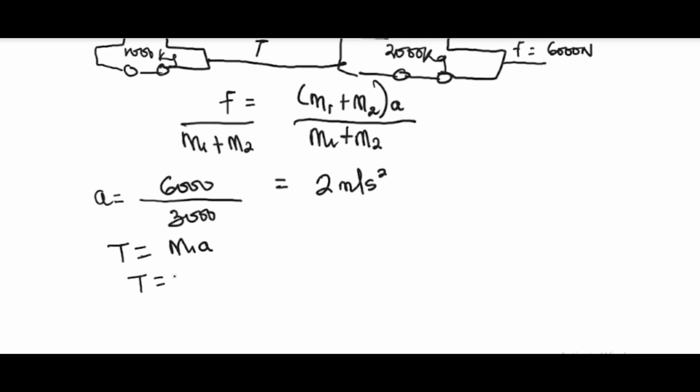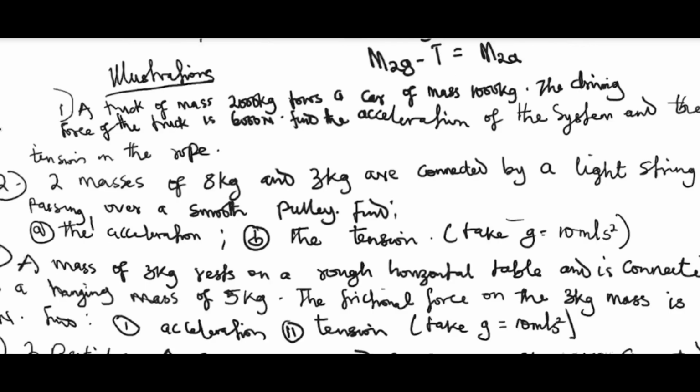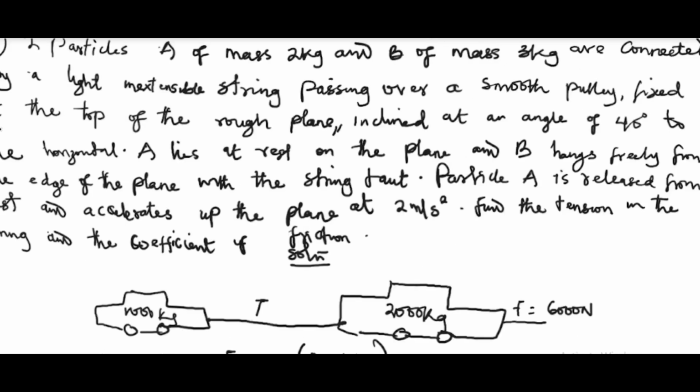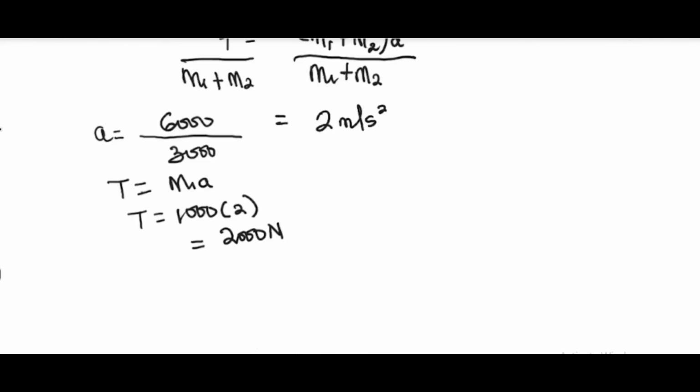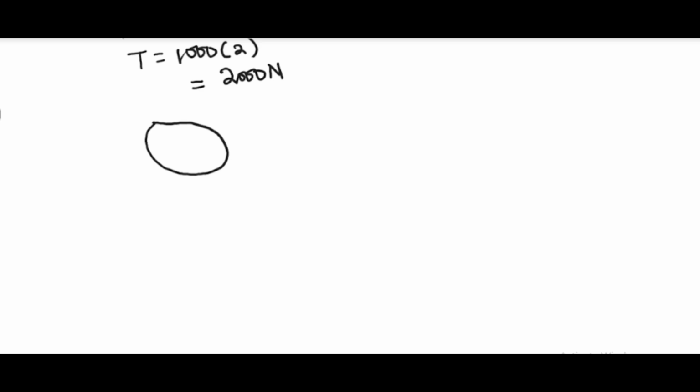Question number 2. I think for us to solve, let's look at the question together again. Now the question says two masses of 8 kg and 3 kg are connected by a light string passing over a smooth pulley. So we have to find the acceleration as well as the tension, and G is to be taken as 10 meter per second squared. Okay, so let's draw to understand what we are asked to find. So we have a pulley. We have this as our pulley, and then we have the rope dropping at both ends of the pulley.